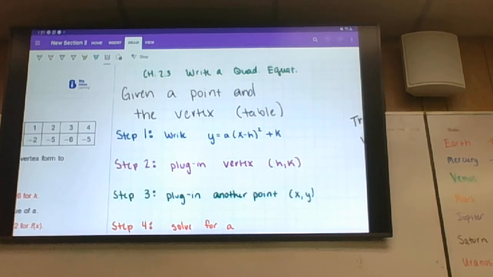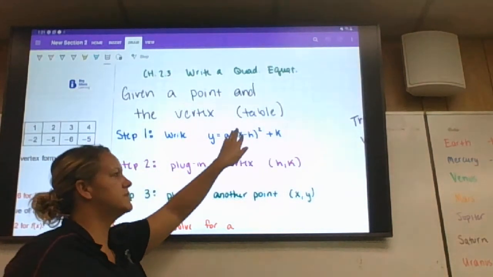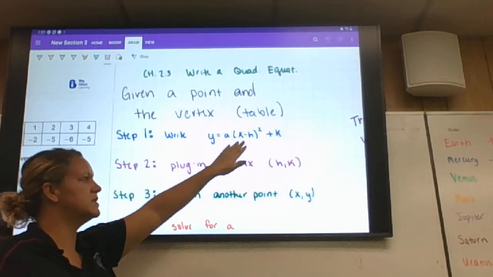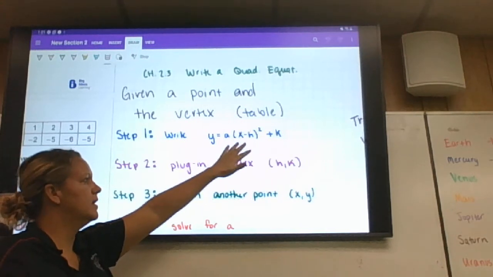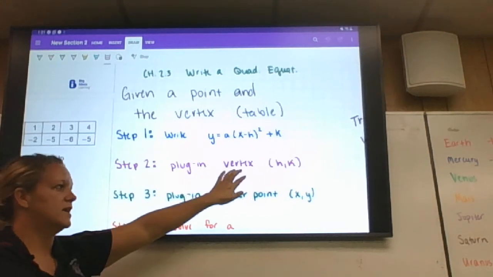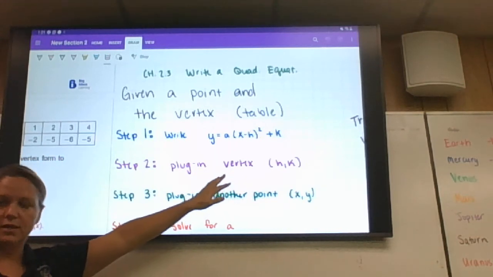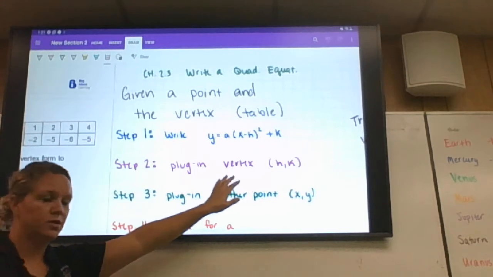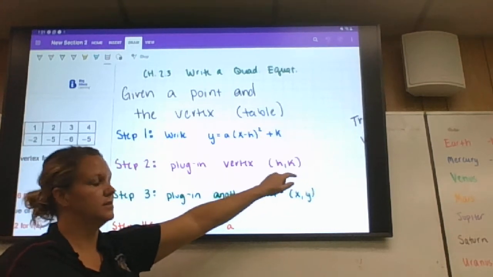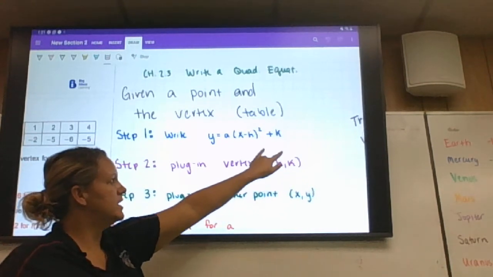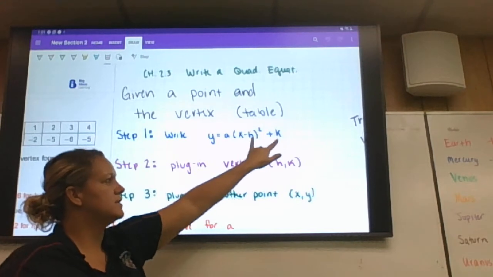So the first thing you do is you start with this model, the transformation model, or we call it the vertex form. And then you plug in the vertex. Vertex is a point, an XY point, but because it's special, we call it (h, k). So whatever the vertex is, you put it in the h and the k spot.